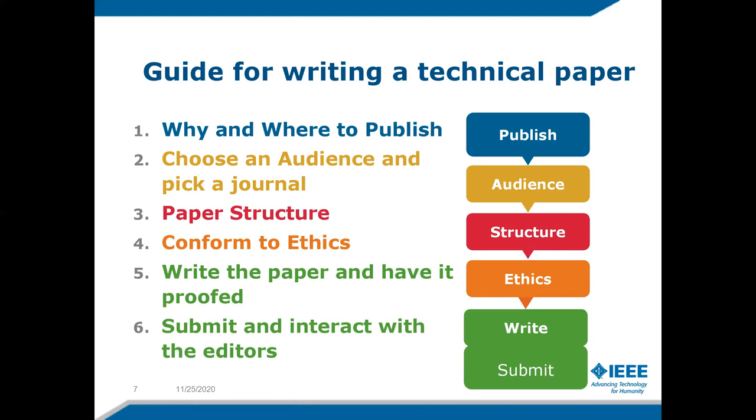We are researchers, so we need to write technical papers, right? The first thing is why and where to publish, and who the audience is. Based on this, we can choose a journal. Which journal should we submit to? Should we submit to Transactions on Geoscience and Remote Sensing, or JSTARS, or GRSL? Which journal to choose, and then of course the paper structure and conforming to ethics. These are very important. After that, we can write the paper, have it approved, and then submit it with the authors. These are the steps, but writing the paper is not easy.